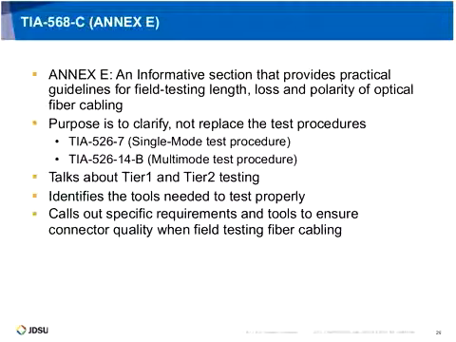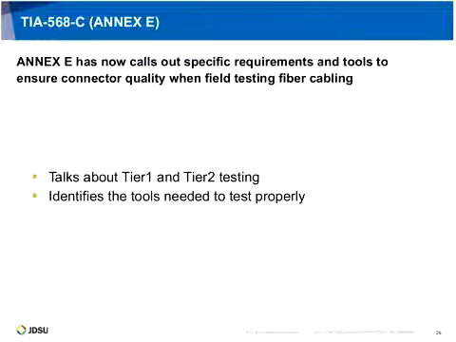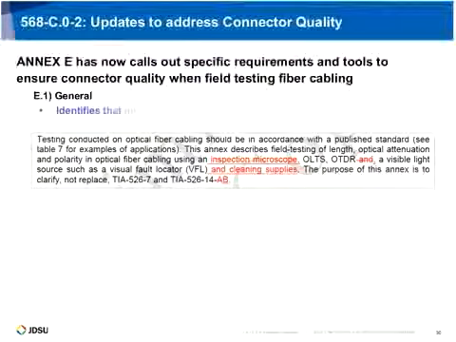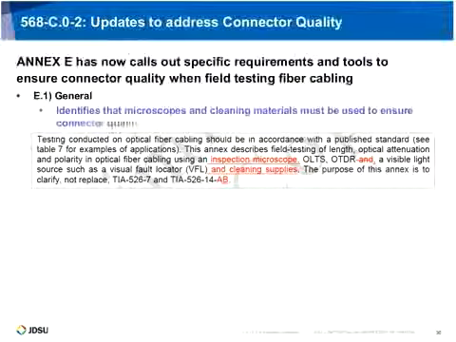And so it calls out some specifics with regards to the procedures you should use and also the tools that you should be using. Here are a few excerpts of what that means. In general, they identify that microscopes and cleaning materials must be used. So there are a few things that I just highlighted in here saying, hey, you need to be using an inspection microscope. The term ensuring that it's clean doesn't just mean holding that connector up to your eye and looking at the end face and saying, yeah, I don't see anything on the end face there.